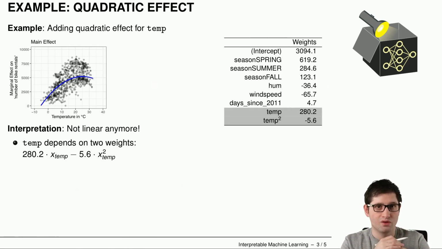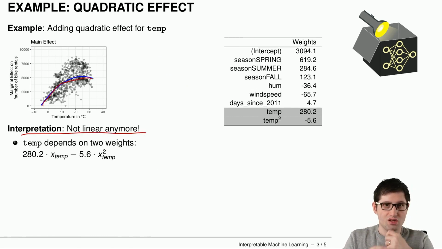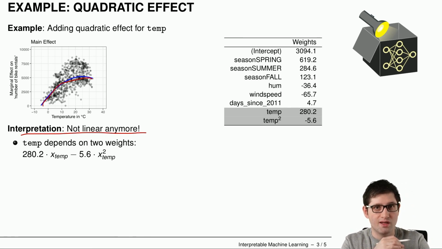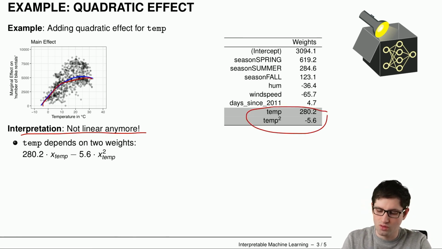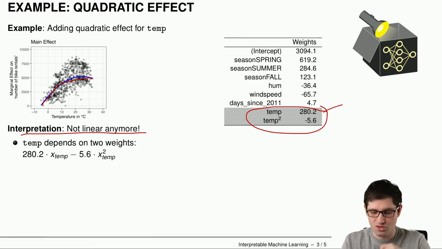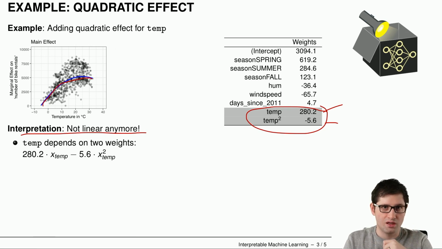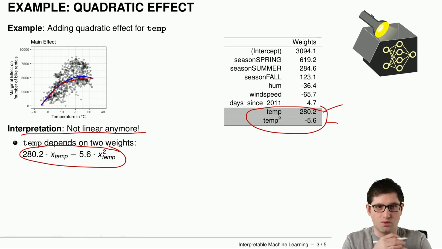So now we have looked at interactions. Let's look at what happens if we include a quadratic effect. So the interpretation of the feature temperature is not linear anymore, because now we have two coefficients. The one refers to the original temperature feature, and the second one refers to the squared temperature feature that we will additionally include in our linear regression model, meaning that we will have this part in our fitted linear regression model.